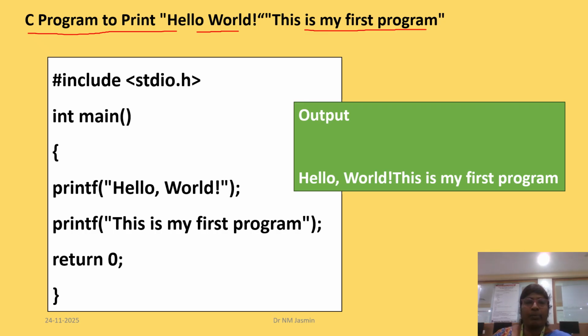For this very simple program, first have the header file for the C program, start the main function, and start the execution with a curly bracket. As a user, I want to print hello world, and also this is my first program. Return 0, where the execution successful confirmation will take place, then close the brackets.